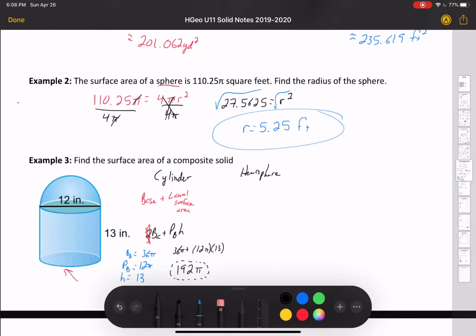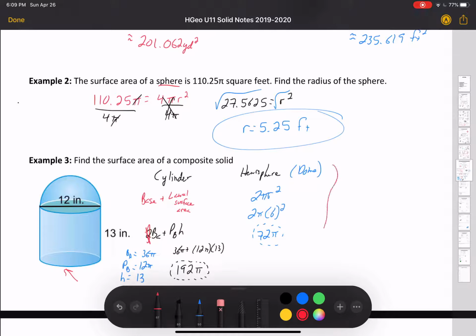Now, for the hemisphere, we only need the dome because we can't touch the base or the disc part of the hemisphere. So that's not 3 pi r squared because it's just the dome. That's going to be 2 pi r squared. So that's 2 pi, radius is 6 squared. That's going to be 72 pi.